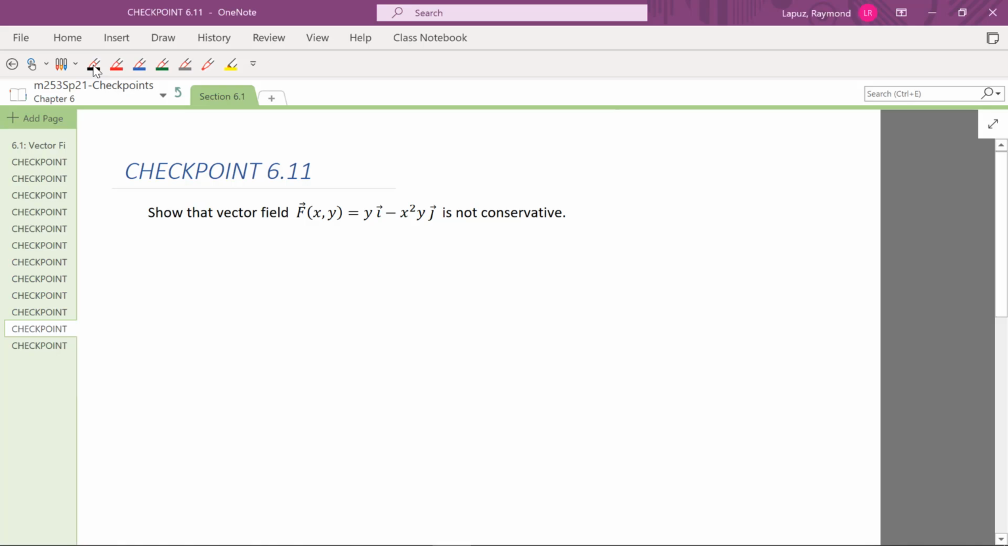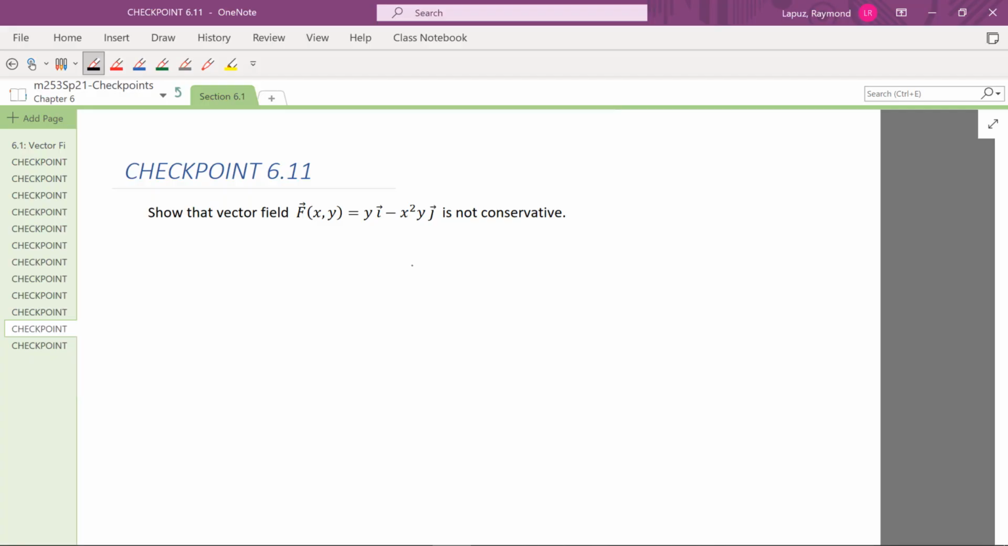Let's do checkpoint 6.11. In this checkpoint, they want us to show that the vector field f, which is equal to y in the i component, minus x squared y in the j component, is not conservative. To check if a vector field is conservative, well, let's rephrase that.